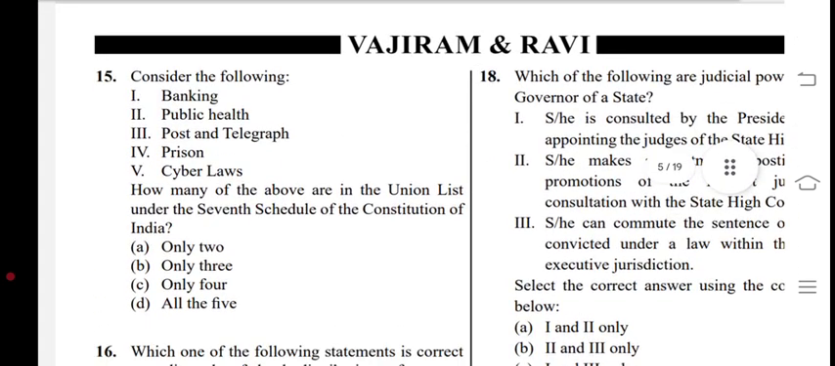Consider the following: banking, public health, post and telegraph, prisons and cyber laws. How many of the above are in the Union List under the 7th Schedule of the Constitution of India?